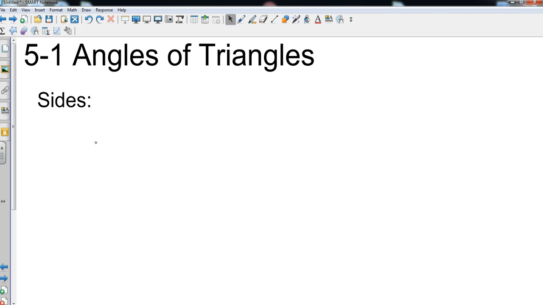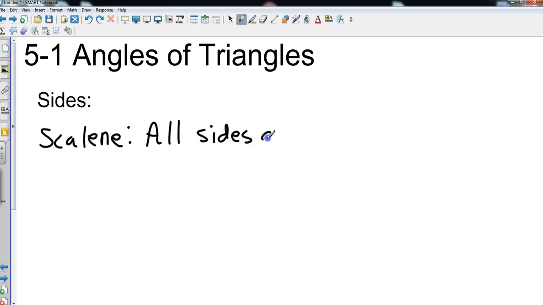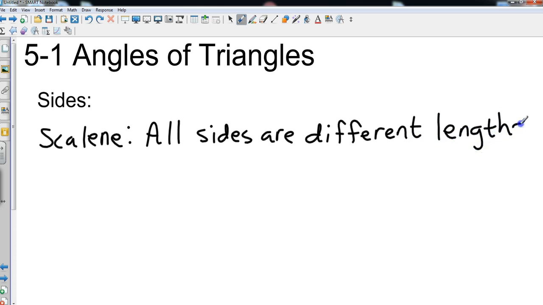There's the scalene triangle, where all sides are different lengths. A quick example of a scalene would be something like this. Okay, scalene triangle, all of those are different lengths.